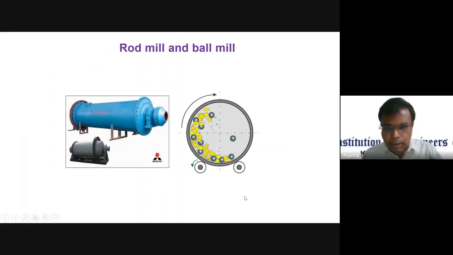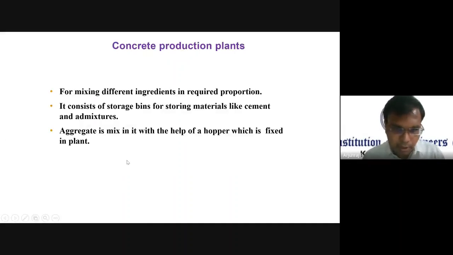This is the rod and ball mill. It can be either sand or stone, which can be pressed according to the shape required. In the case of a ball mill, you have different balls of different sizes, and in the case of a rod mill, you have rods with a shaft of different diameters. Accordingly, you can use it for pressing your stones or your sand.